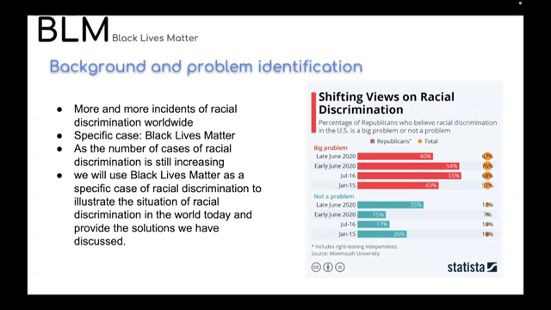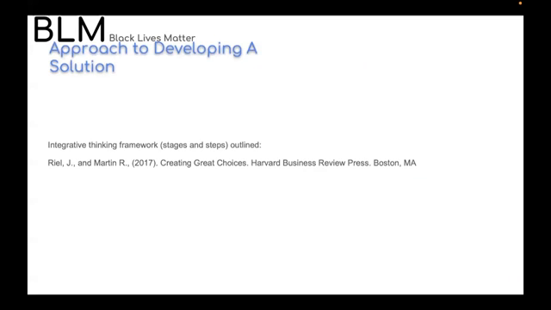As the background and problem identification, there are more and more incidents of racial discrimination worldwide, and the number of cases of racial discrimination is still increasing. We will use a specific case of racial discrimination and try to discuss the situation of racial discrimination in the world today and provide a solution we have discussed. As the approach to develop a solution, we will use the integrative thinking process.